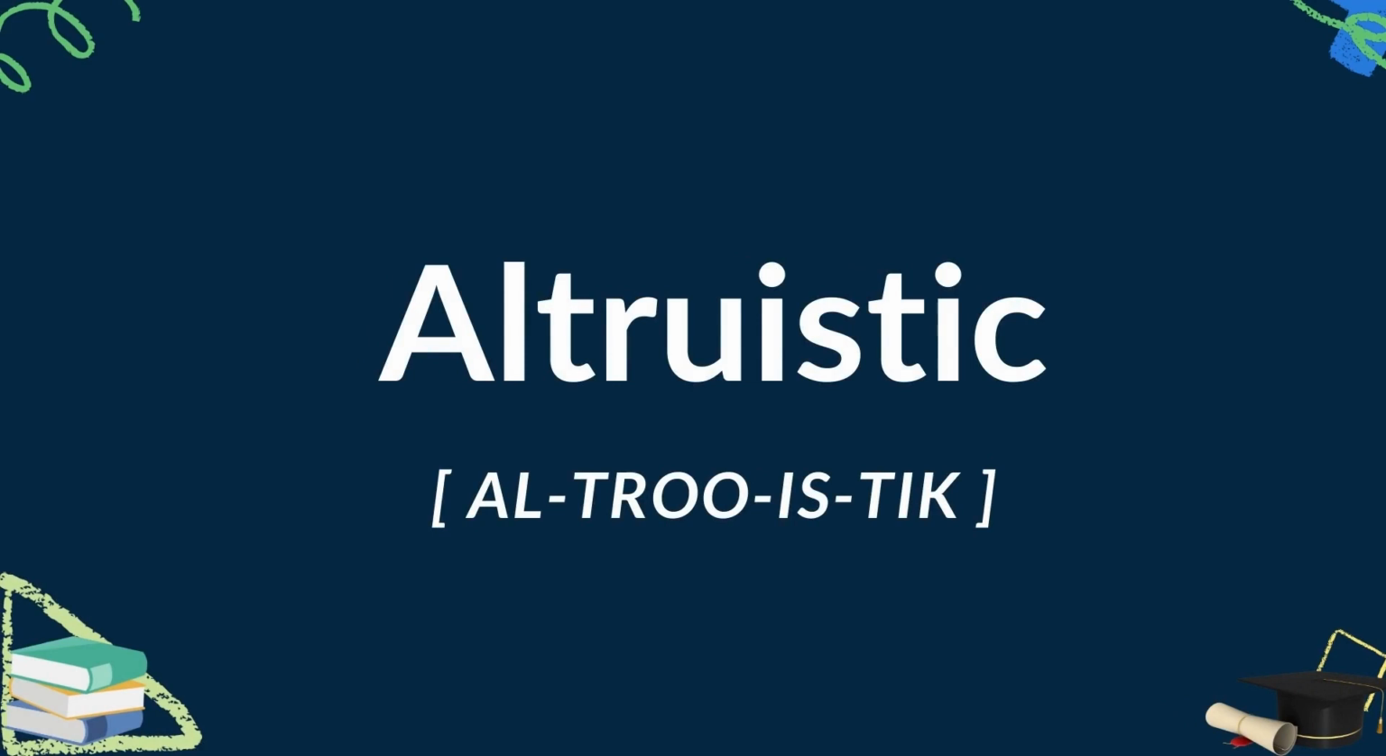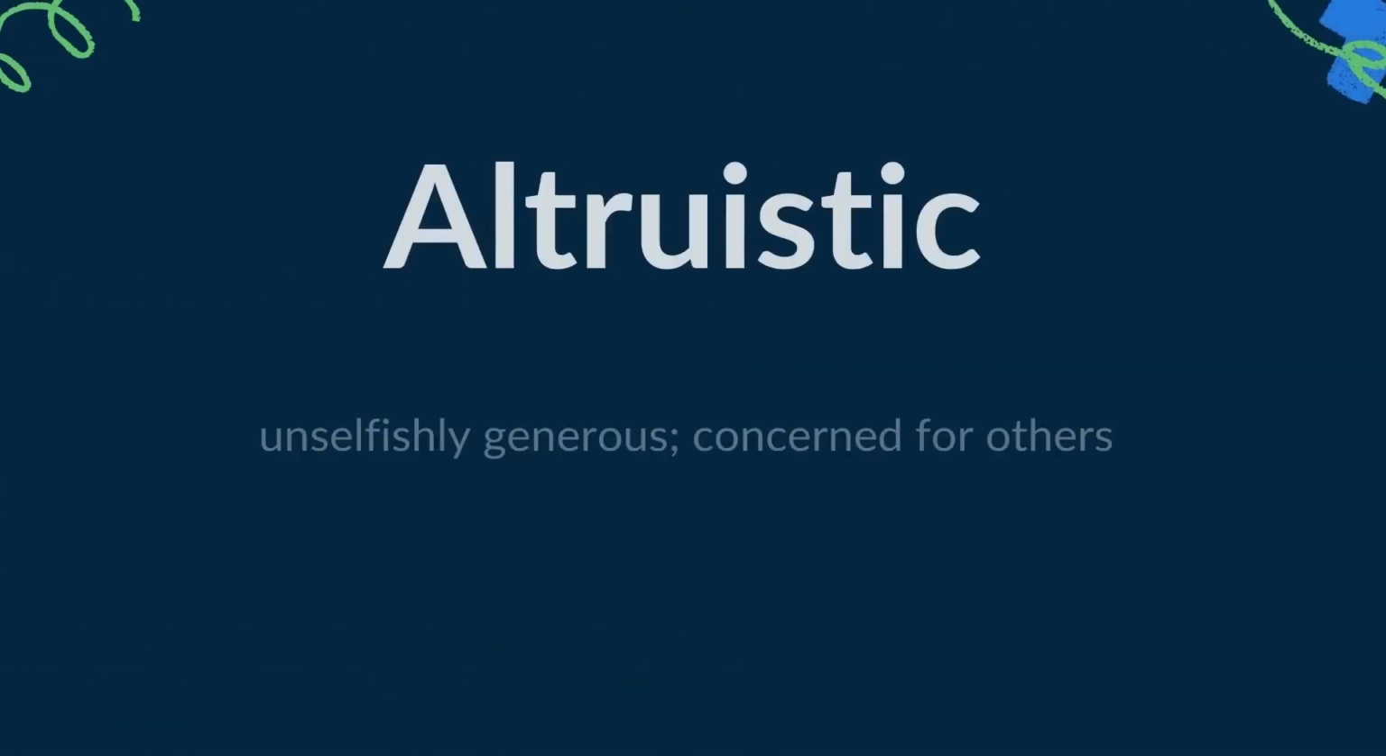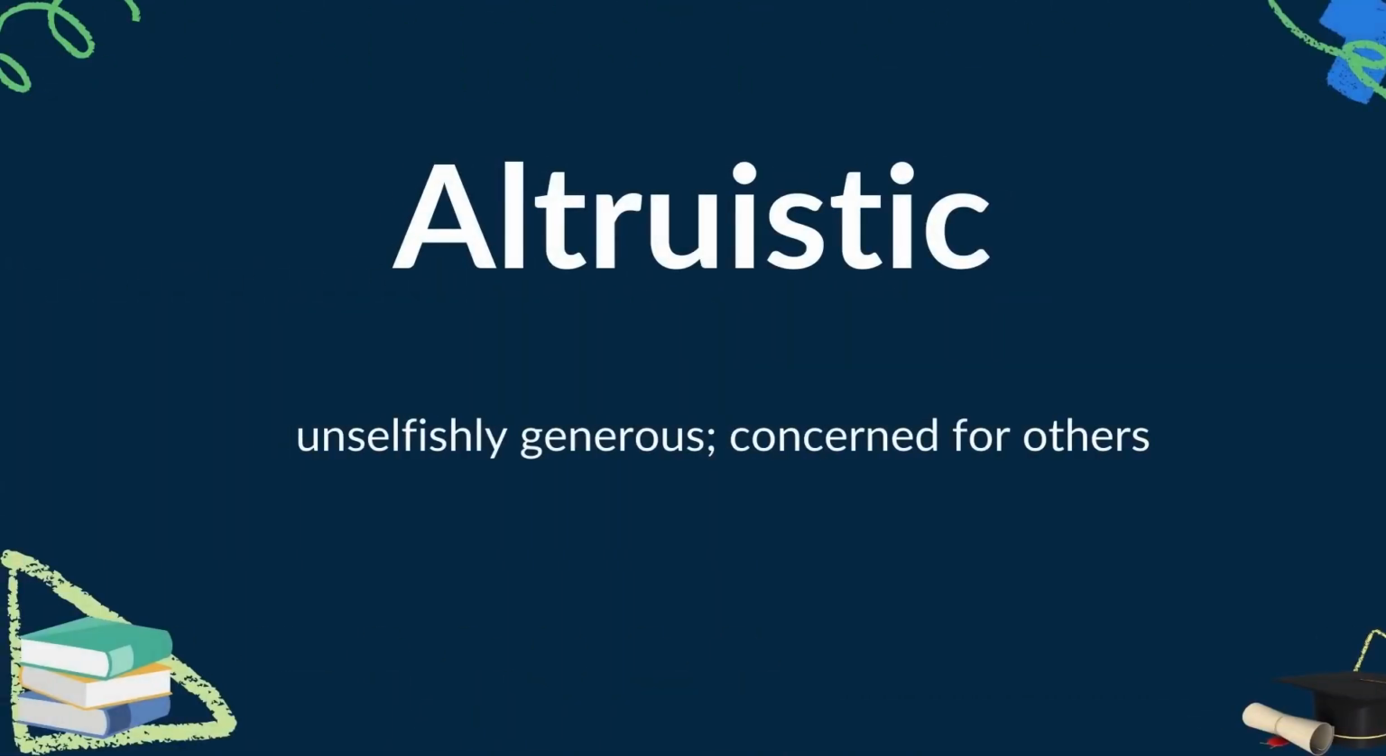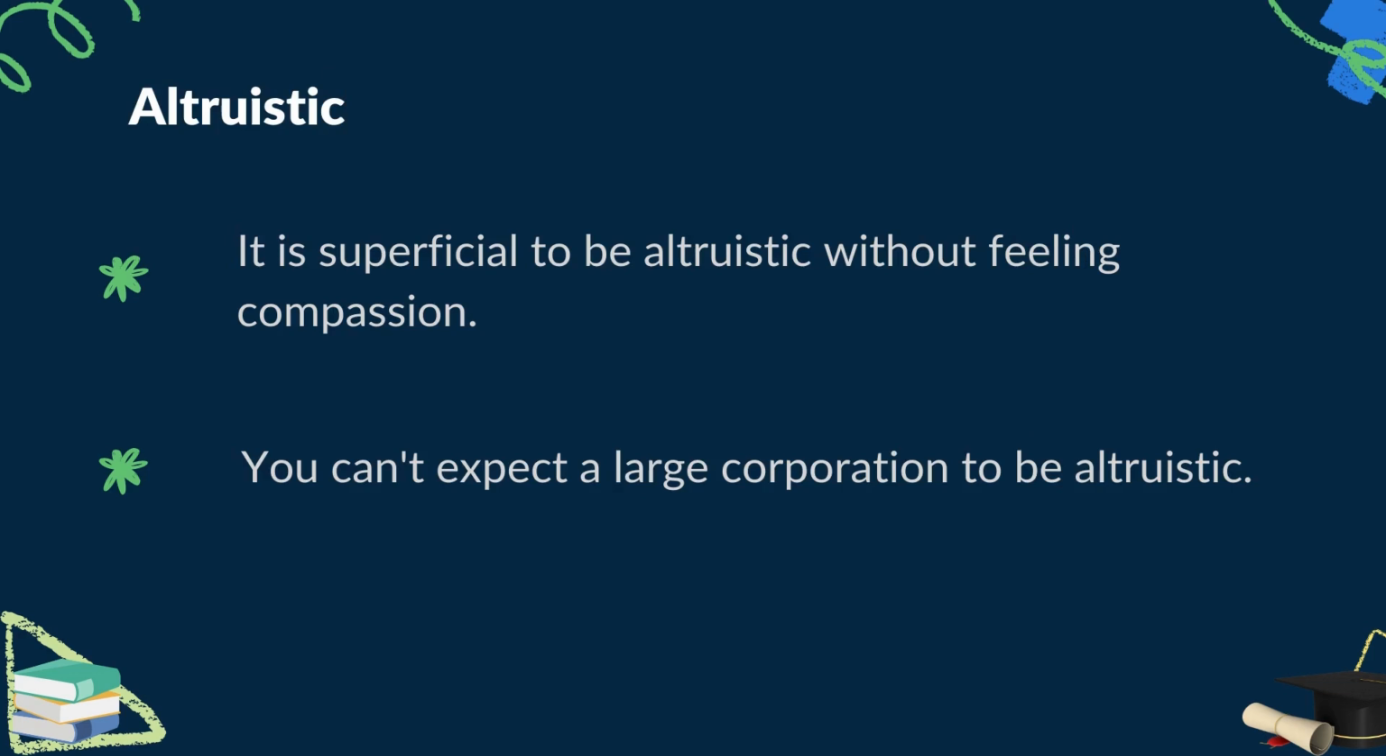The next word is altruistic. Altruistic means unselfishly generous or concerned for others. The noun for the word is altruism, which means unselfish concern for the welfare of others. Here are some ways you can use the word in a sentence. 1. It is superficial to be altruistic without feeling compassion. 2. You can't expect a large corporation to be altruistic.